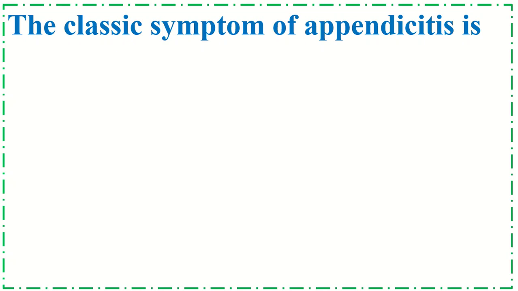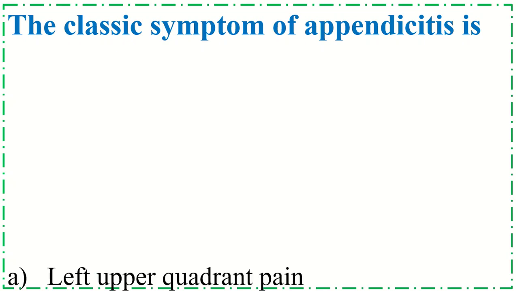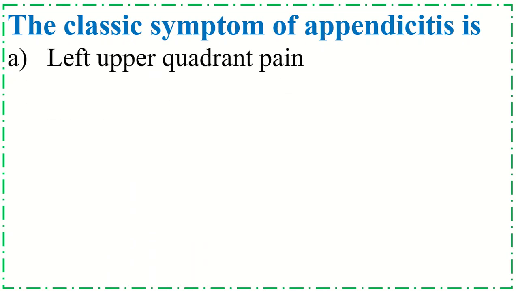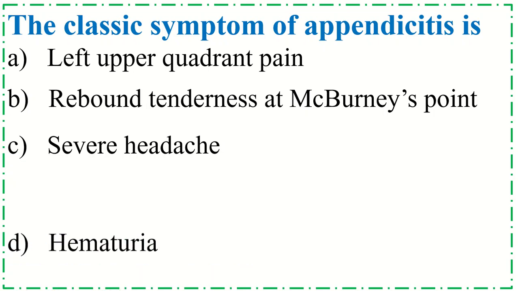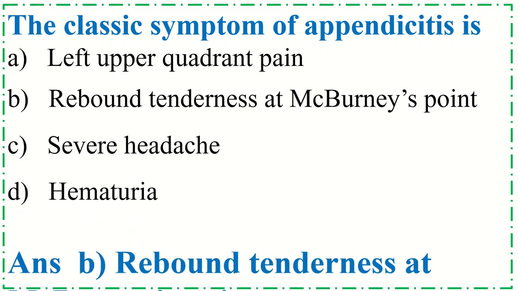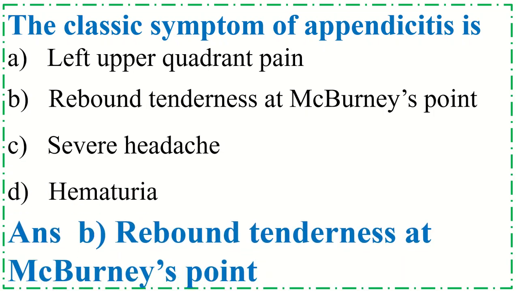The classic symptom of appendicitis is option A left upper quadrant pain, B rebound tenderness at McBurney's point, C severe headache, D hematuria. Correct option is B, rebound tenderness at McBurney's point.